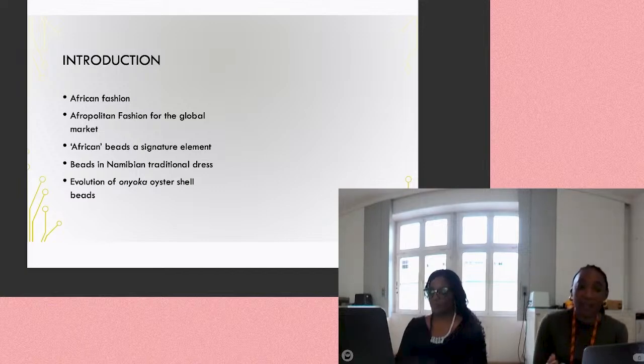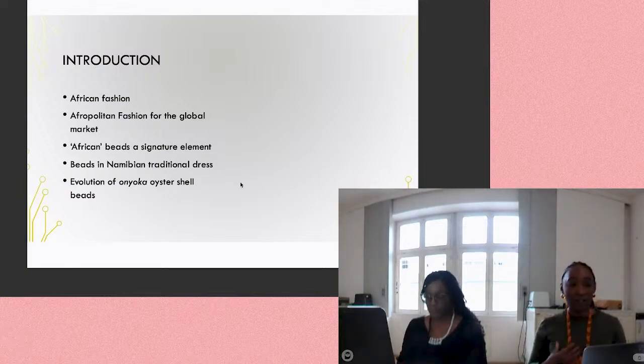So, beads in Namibian traditional clothing, and how they are used. And then Loini will give us quite detailed research on onyoka beads. It's one of our current research projects that we are working and publishing on, and we found quite interesting information that we'll share with you today.